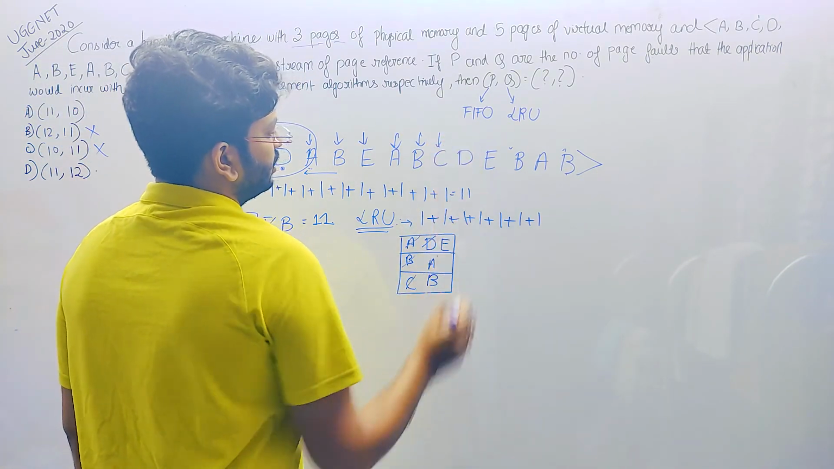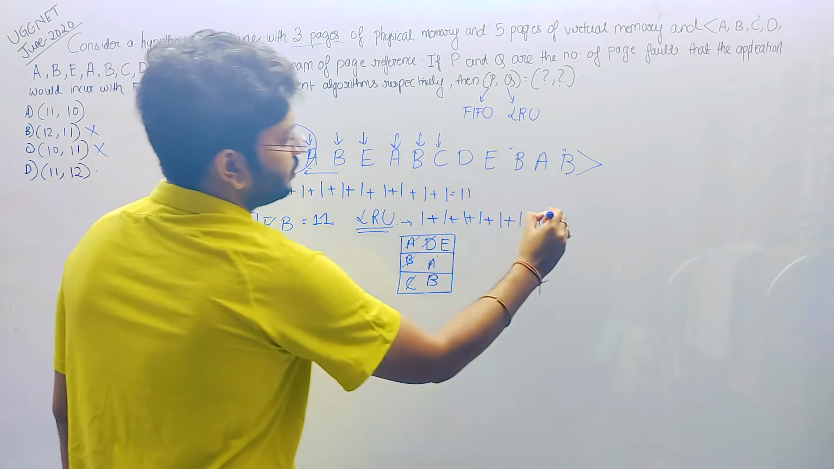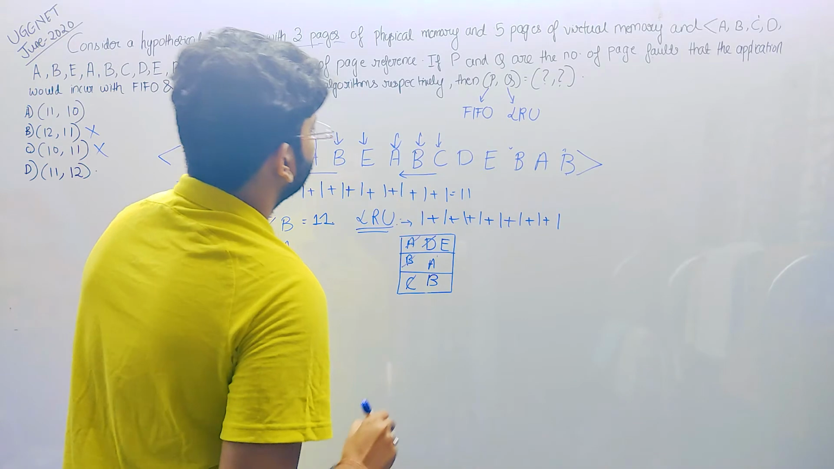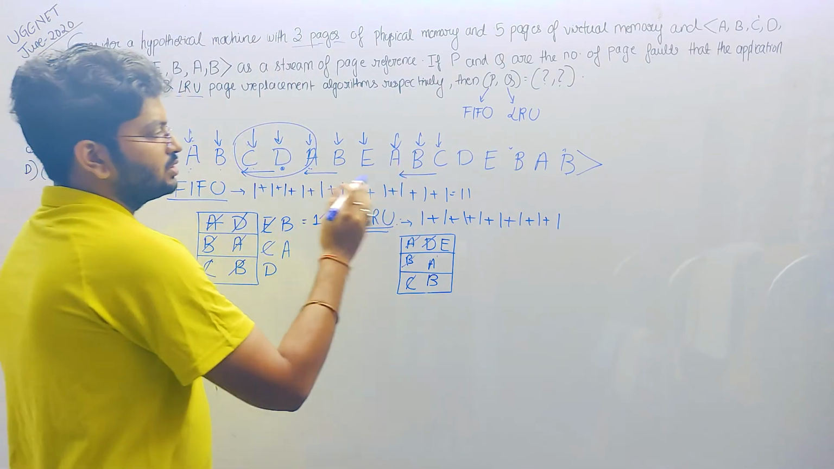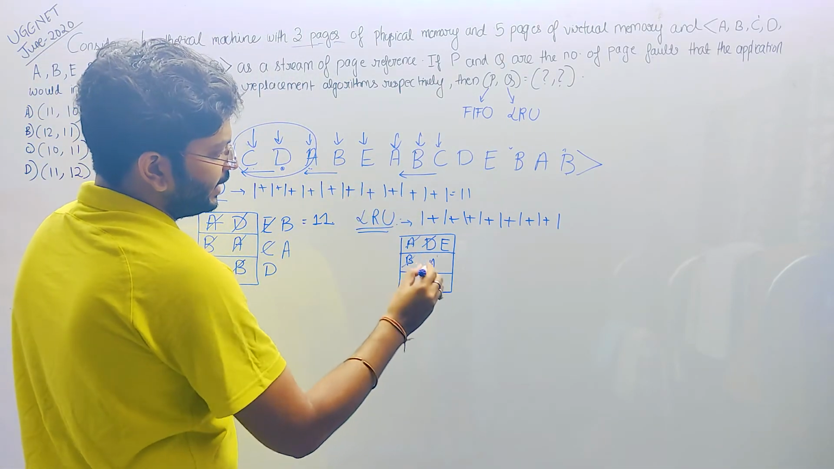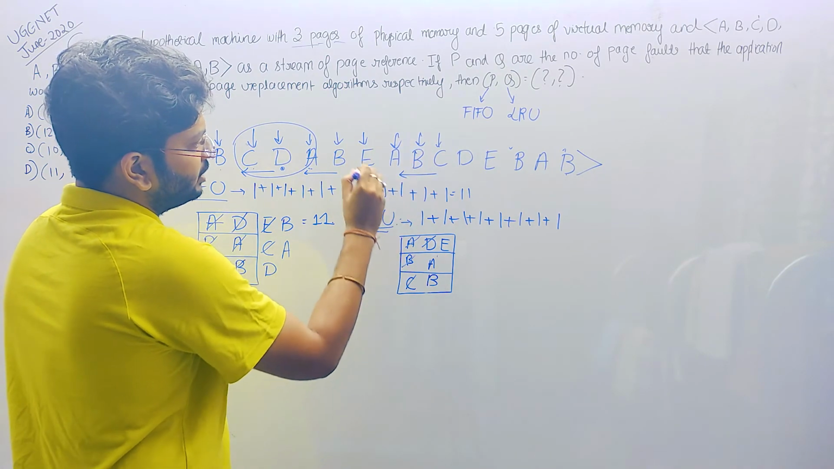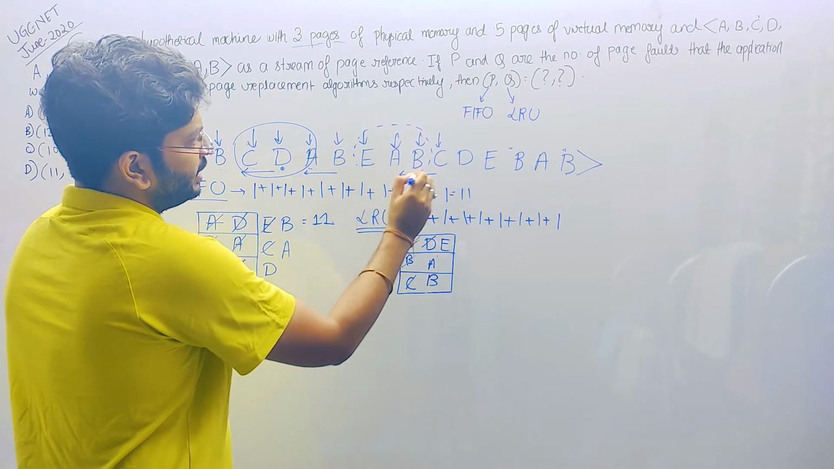Next comes C. Where should I place C? One page fault for C. And where should I place C? Looking farthest into the table, looking in the past into the table, E, A and B. These three, E, A and B. So I am talking about this, E, A and B.